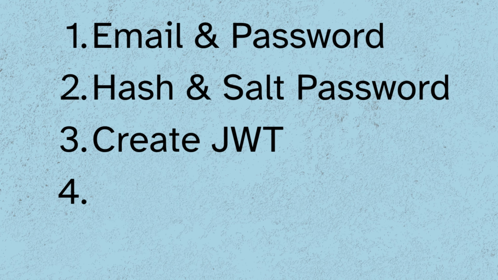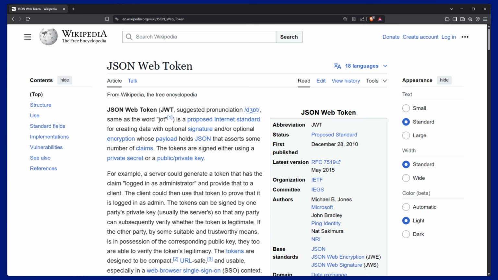Now, what is a JSON Web Token? Well, it is an internet standard for a token that holds a JSON payload. Now, what does that mean? Well, for us, it means we can store a user's ID inside of this token so that we can identify users as they request data from our API.